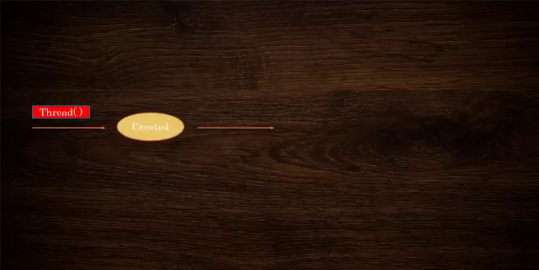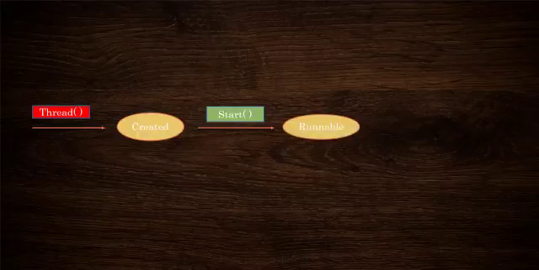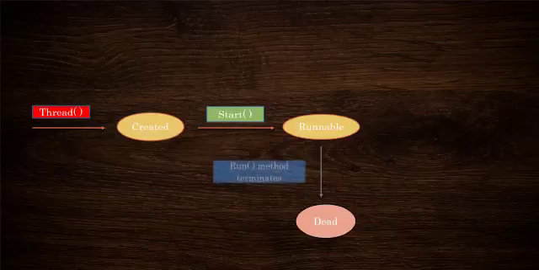Now we can see that the thread has been created. That is, the thread is in created state. It goes to the runnable state with the help of start method. Here, the thread is ready for the execution. It goes to the dead state or terminated state after the completion of execution with the help of run method.